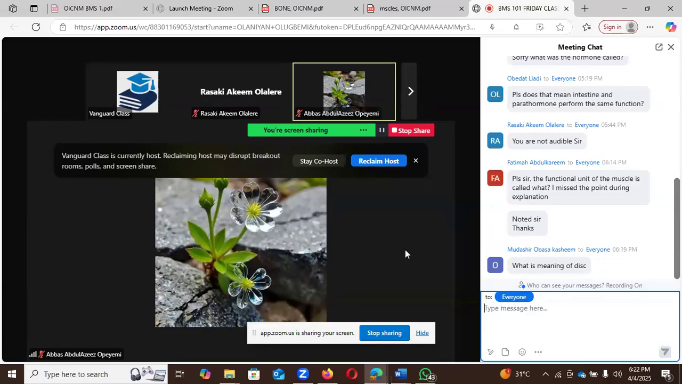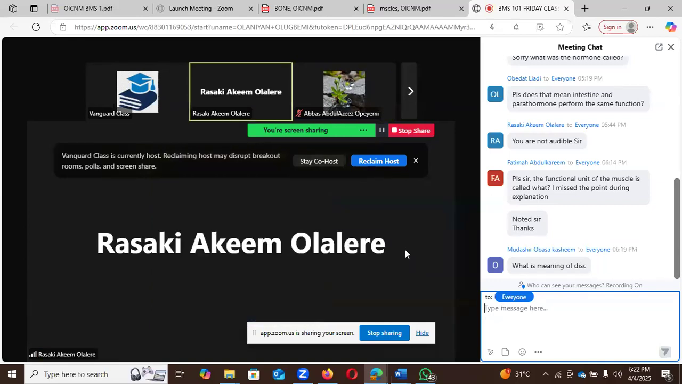So cardiac muscle is the only muscle with intercalated disc.